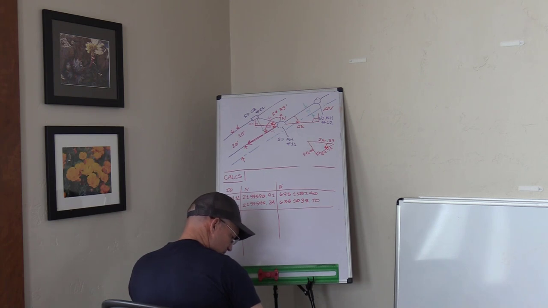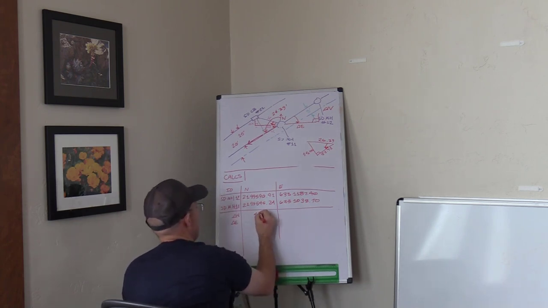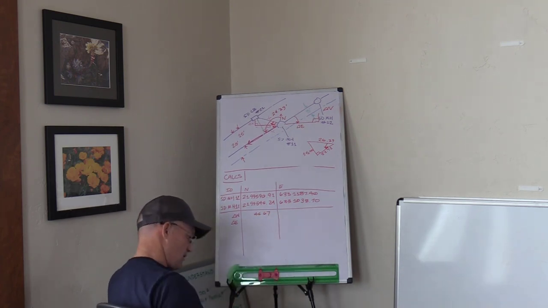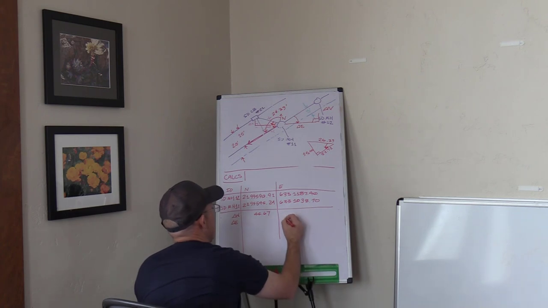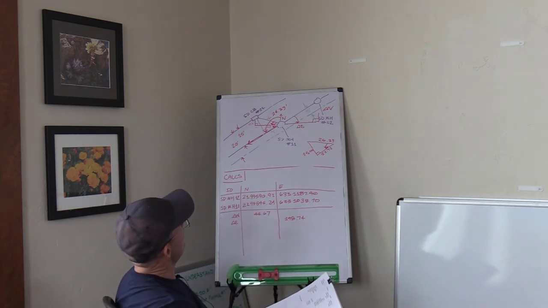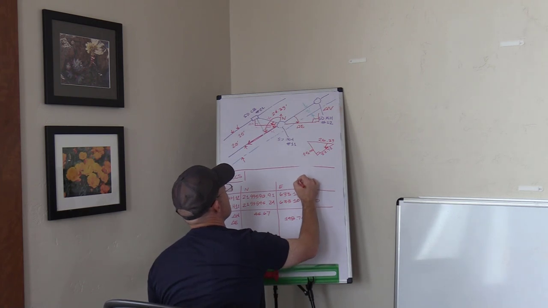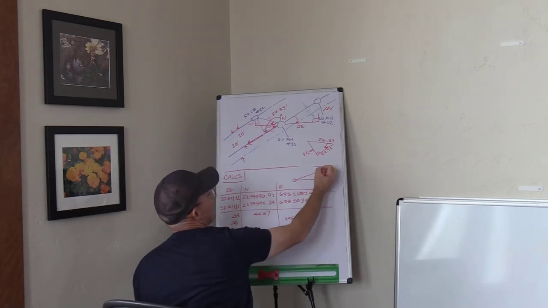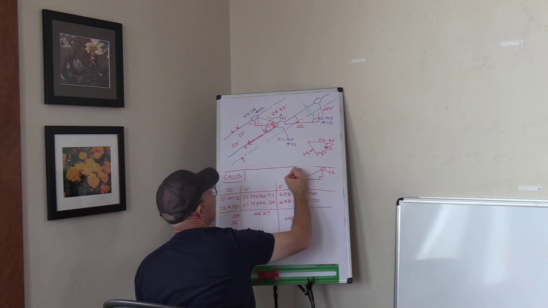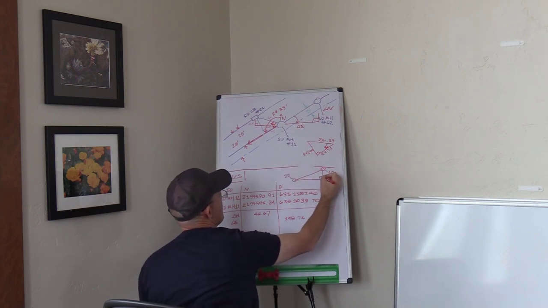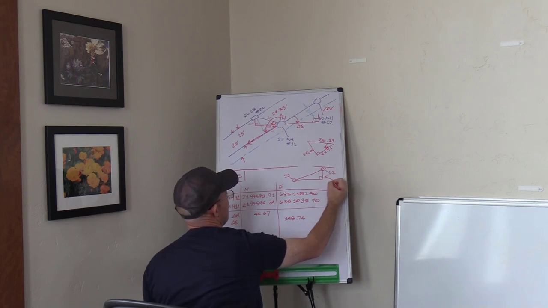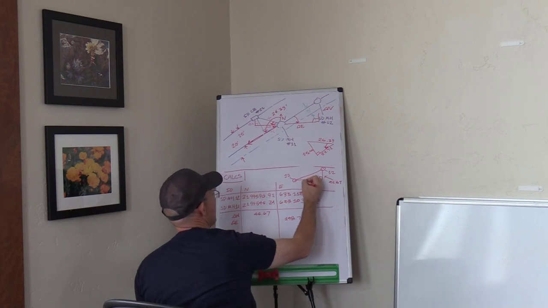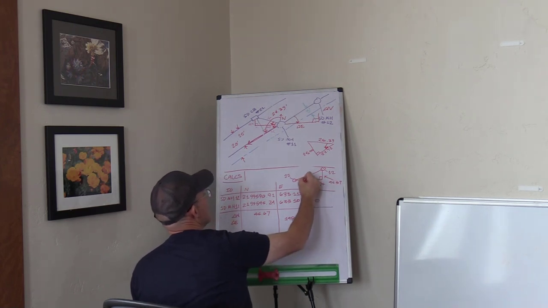Our change in northing, if you do that subtraction, you get 45.67. And then your change in easting, if you do that subtraction, is 148.74. Now we have two sides of this right triangle, so I'm going to draw us a sketch of it up here. This is manhole 11 and manhole 12. That's 12, that's 11. Our change in northing right here is 45.67, and our change in easting here is 148.74. Now we want to know what is this angle right here.